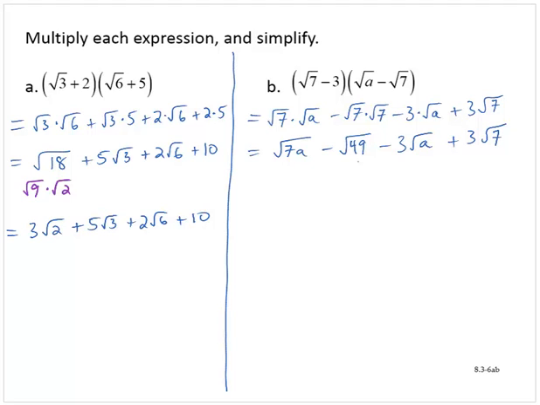And we can simplify the square root of 49. The square root of 49 is simply 7. So I can write this as the square root of 7a minus 7 minus 3 times the square root of a plus 3 times the square root of 7. There are no like radical terms, so we will leave this one as it is.